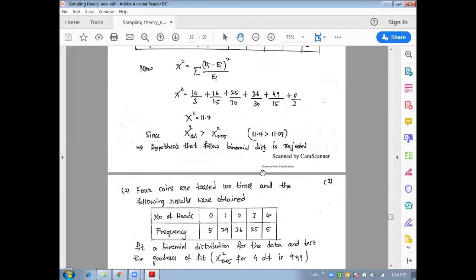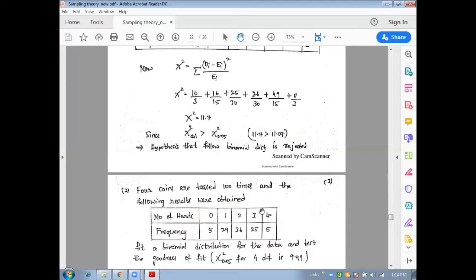So next, chi-square is equal to 11.7 after simplifying these values. The tabular value is given in the question as 11.07, and the chi-square calculation we have is 11.7. So the chi-square calculation is greater than the chi-square tabular value. Therefore, from what we have given in the note, we can say the hypothesis that the data follows a binomial distribution is rejected. If it were less than, we could have said that the hypothesis of the binomial distribution is accepted.